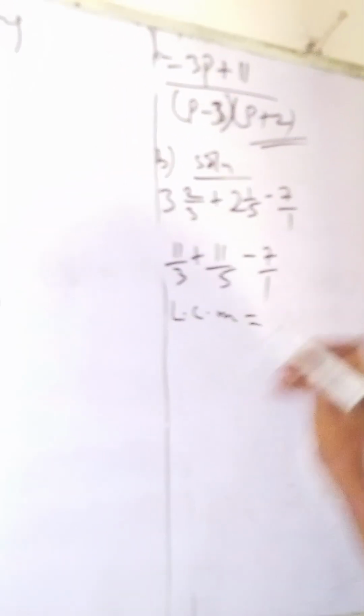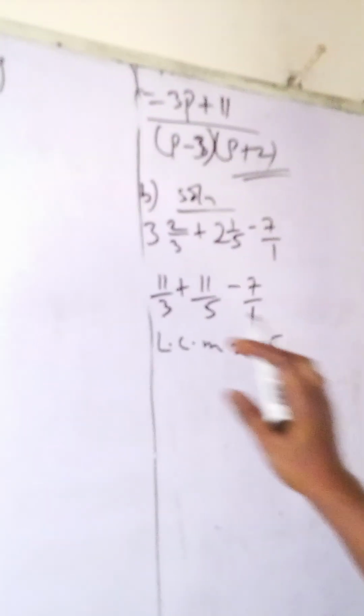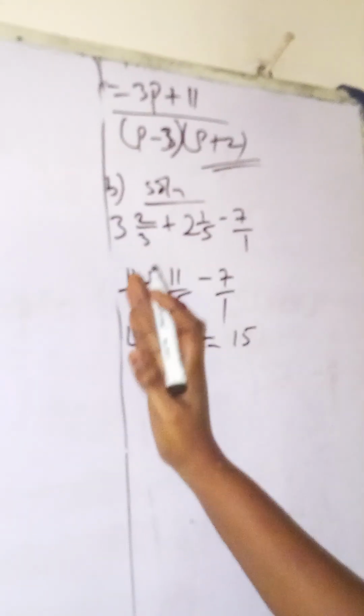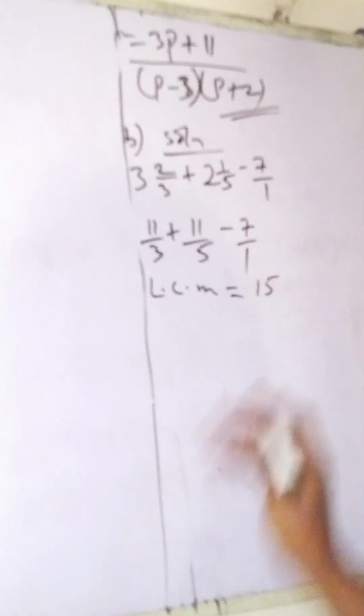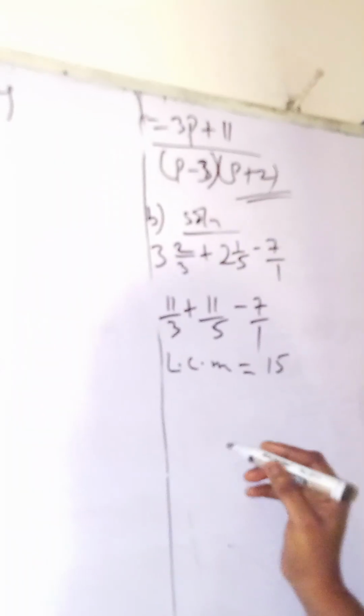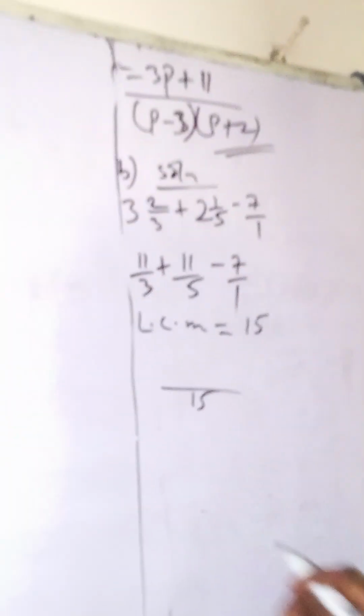So I'm going to look for your LCM. The LCM will give us 15, from 3 and 5. So use the LCM to divide. We are working for this fraction, and when we are through with this, we go to the next one. That is how we are going to do it. So 15 divided by 3 will give us 5. Let me put my LCM.